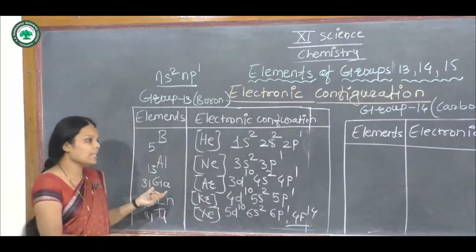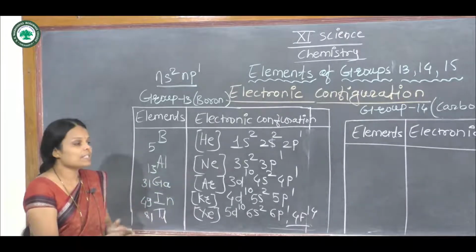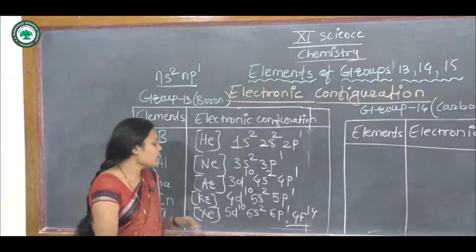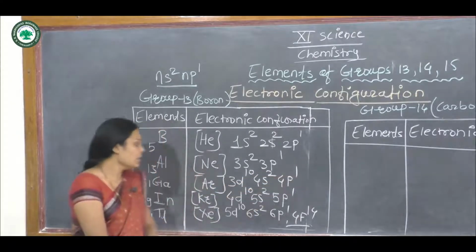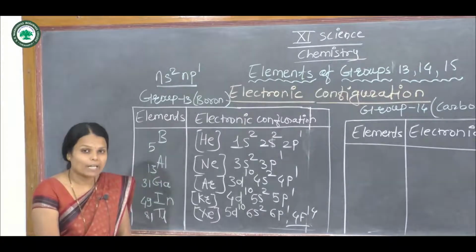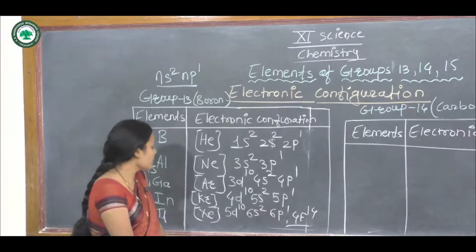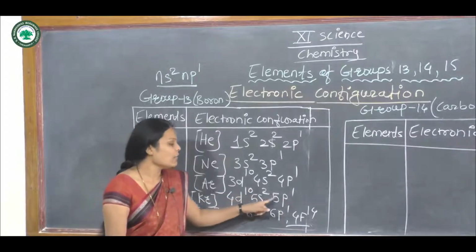Now next is gallium. Its atomic number is 31, and it's represented by argon, and its electronic configuration is 3d10, 4s2, 4p1. Now the next element is indium. Its atomic number is 49, and indium is represented by krypton, and it's 4d10, 5s2 and 5p1.